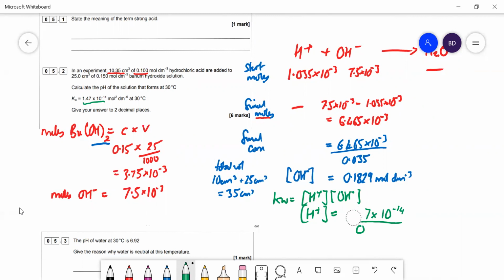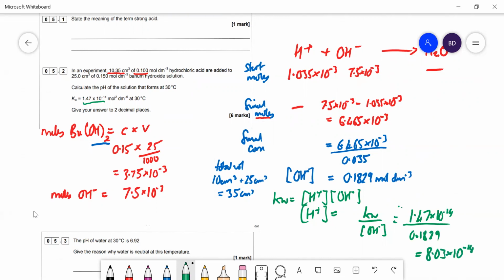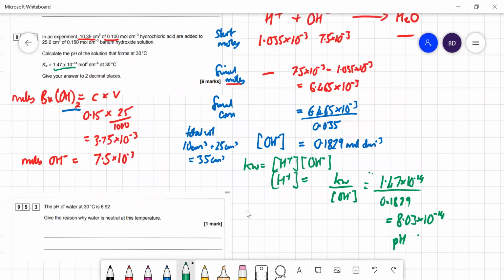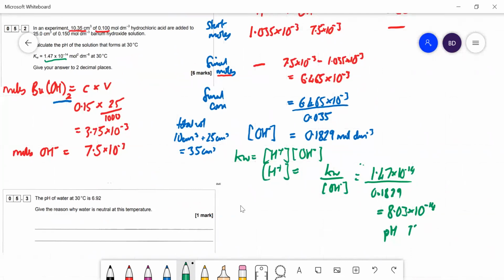So hang on a minute, H+ is equal to Kw divided by OH−, 1.47 times 10 to the minus 14 divided by 0.1829. That gives you an H+ ion concentration of 8.03 times 10 to the minus 14. Take the negative log of that to give you the pH, and the pH is equal to 13.09. That's our final answer.